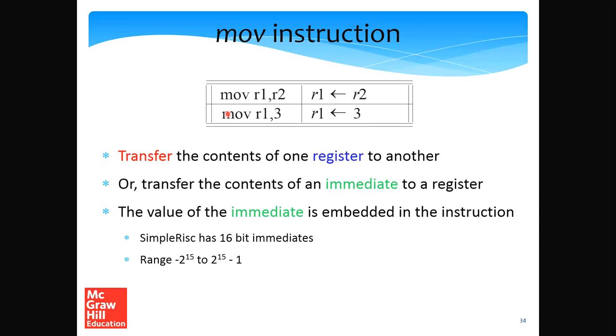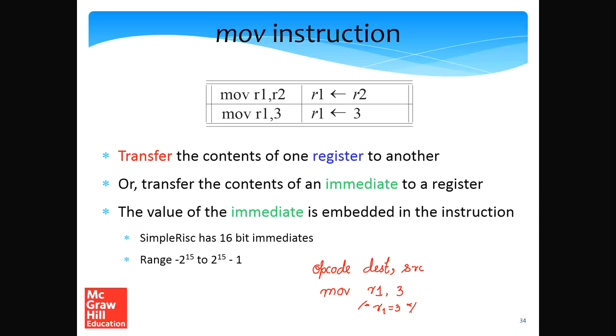The way we write an assembly statement in SimpleRISC is that we first write the name of the assembly opcode, which in this case is move. Then we write the destination, then a comma, and then the name of the source. For example, if we write move R1, 3, it essentially means set R1 equal to 3. That's what it means.